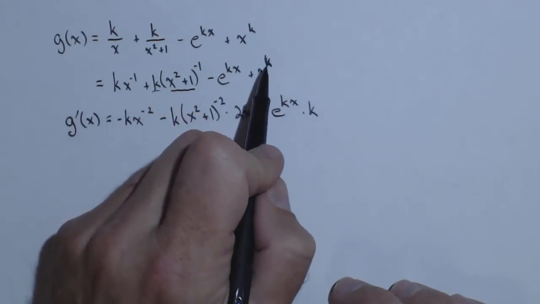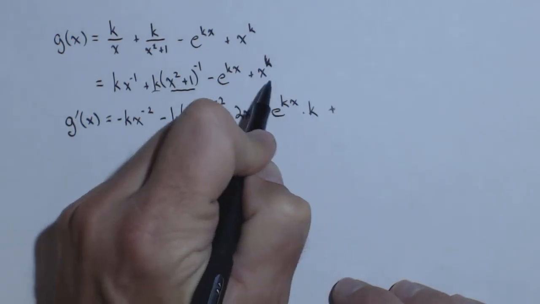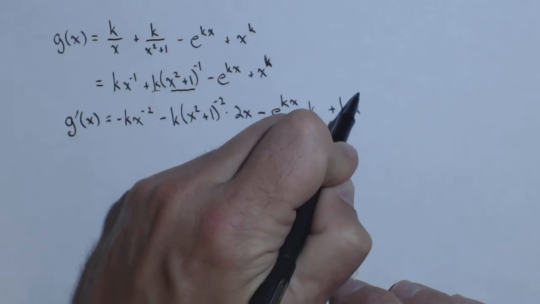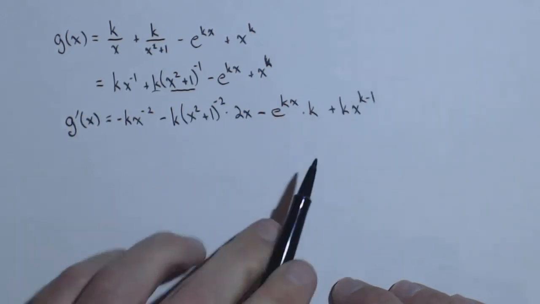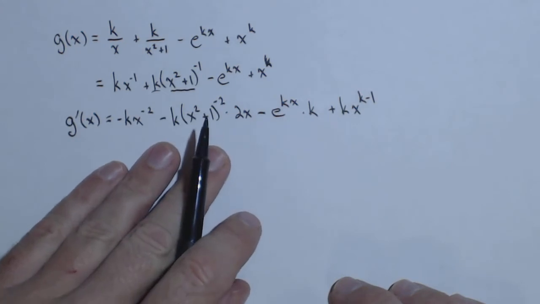The next function, which may be a little difficult to read, is x to the k. That's a power function, so this is a power rule. Bring the power down and decrease the power by 1. So here's our derivative. This is a fine answer for the gateway.